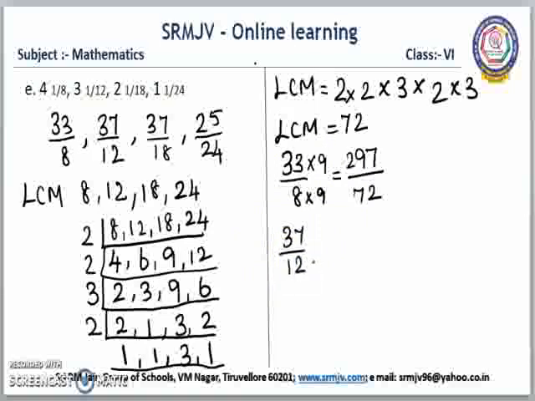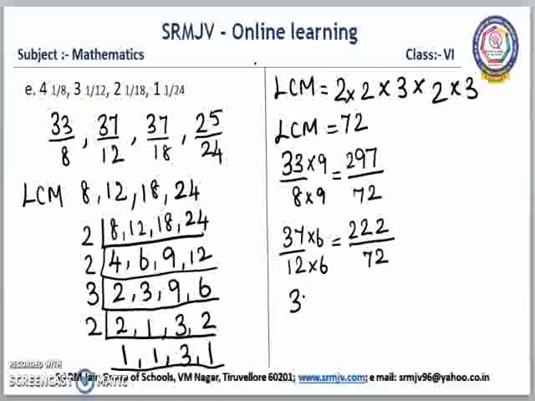In 12 table, when you will get 72? 6 12s are 72. So we have to multiply the numerator by 6. The denominator is 72. 6 7s are 42, 4. 6 3s are 18. 18 plus 4, 22. So 222.